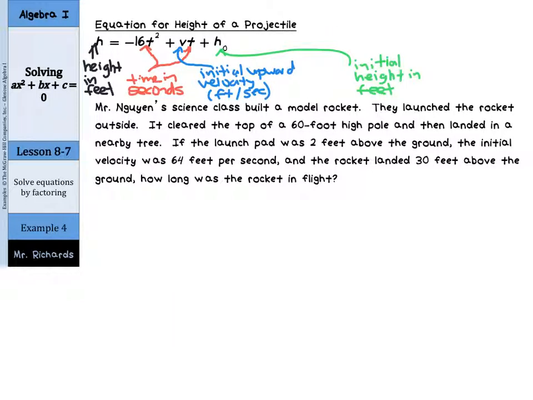Our last example today brings us to the equation for the height of a projectile. Let's break down the parts. H is the height in feet. T here and here are the time in seconds. Our v is the initial upward velocity in feet per second. And this is our initial height in feet, the h with the little 0 there.